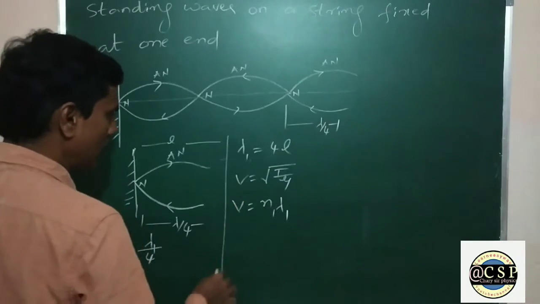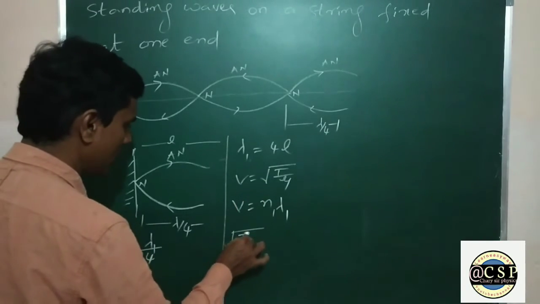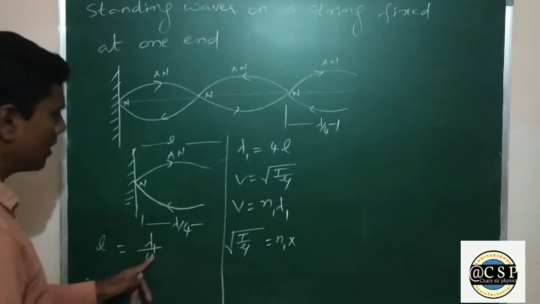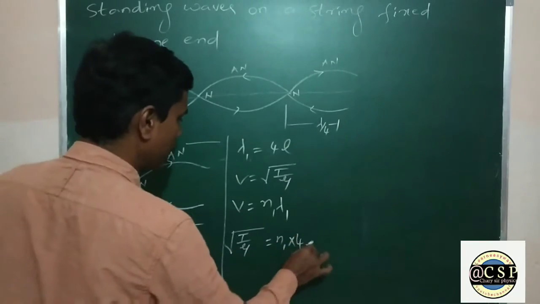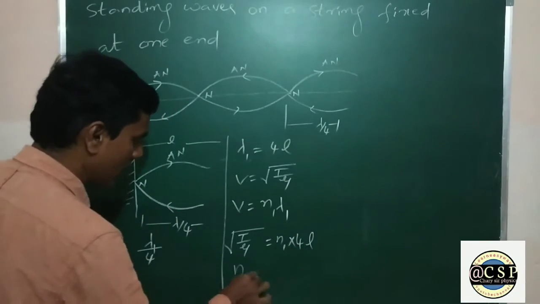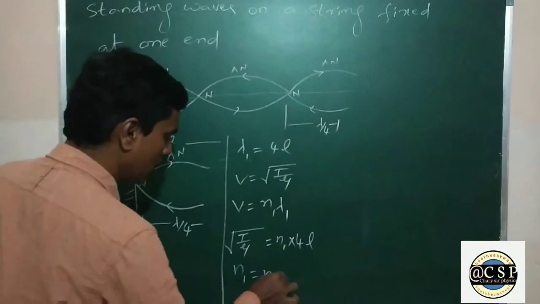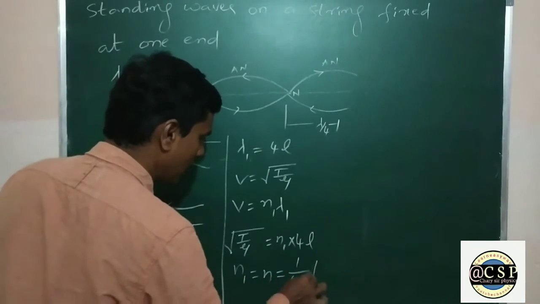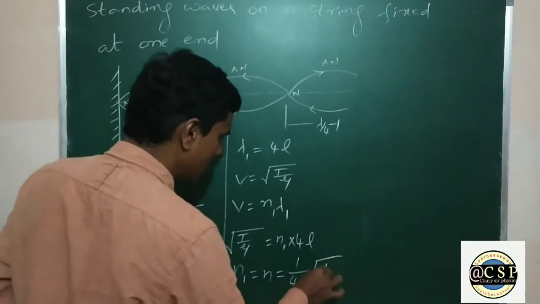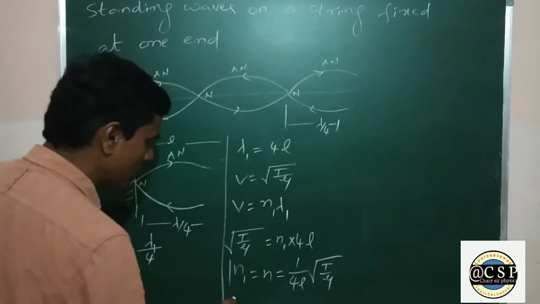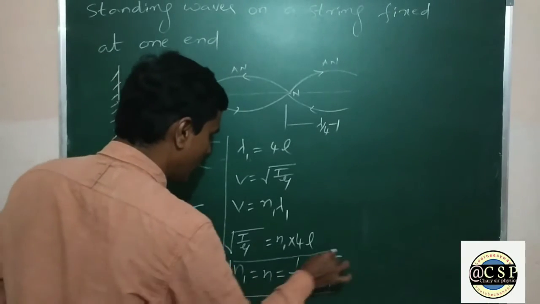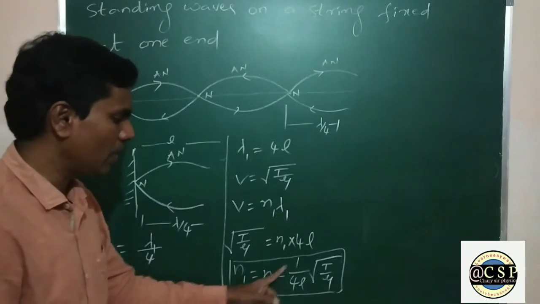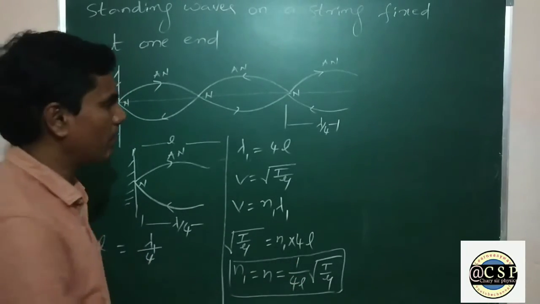We can substitute v, which is root of T by mu, equal to n1 into lambda 1, and lambda 1 is 4L. We need to calculate n1, and let us consider n1 equal to n, that is equal to 1 by 4L into root of T by mu. This is the fundamental frequency of the vibrating string: n1 equals n equals 1 by 4L root of T by mu.